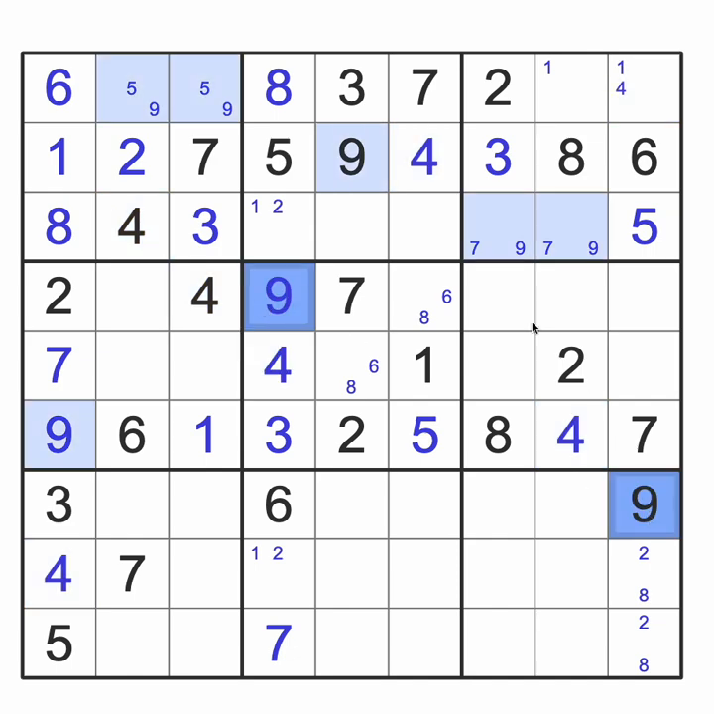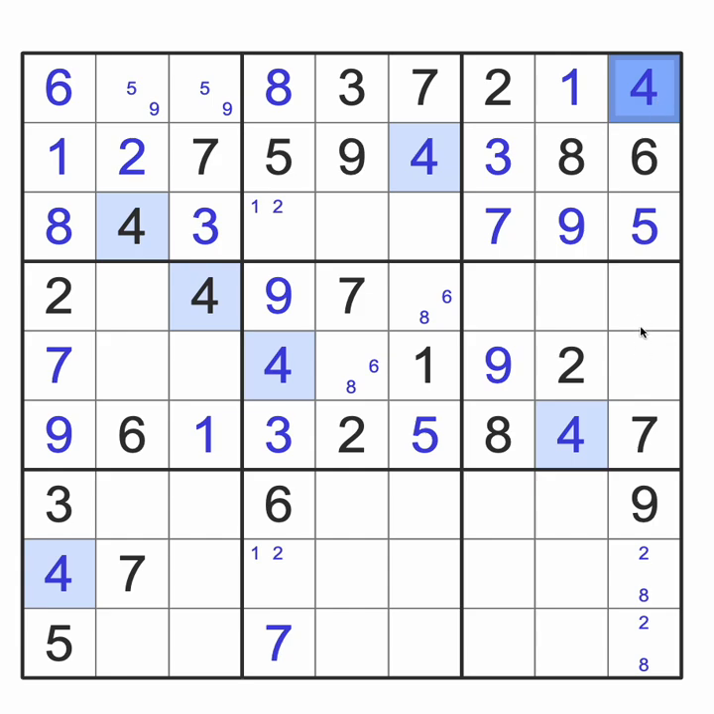9 and 9 block these. Right. Gives me 9 here. That makes this cell 7, and this is 9. 4 has made this cell 1, and this is 4. 2, 8 double means these will be 1 and 3. 1 is already placed here, so this is 3, and this is 1.